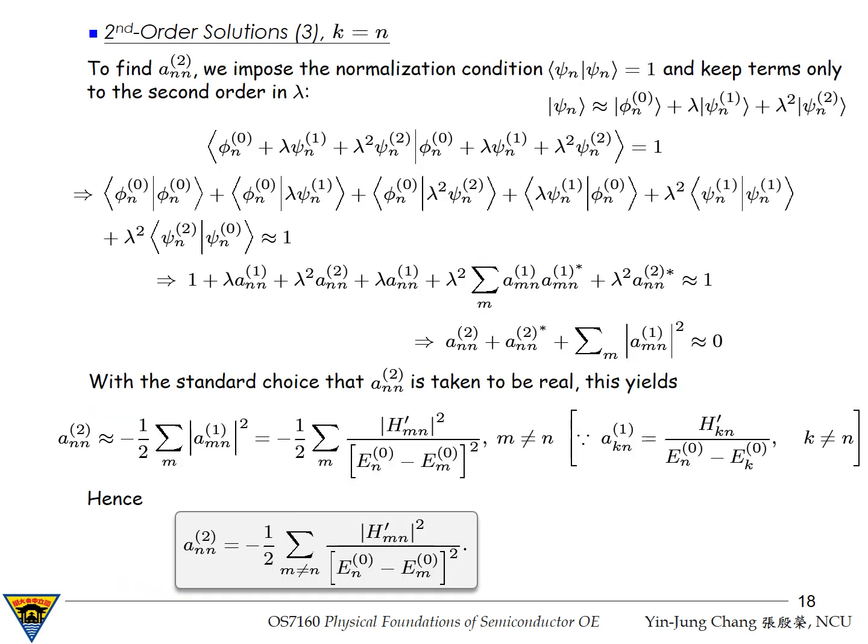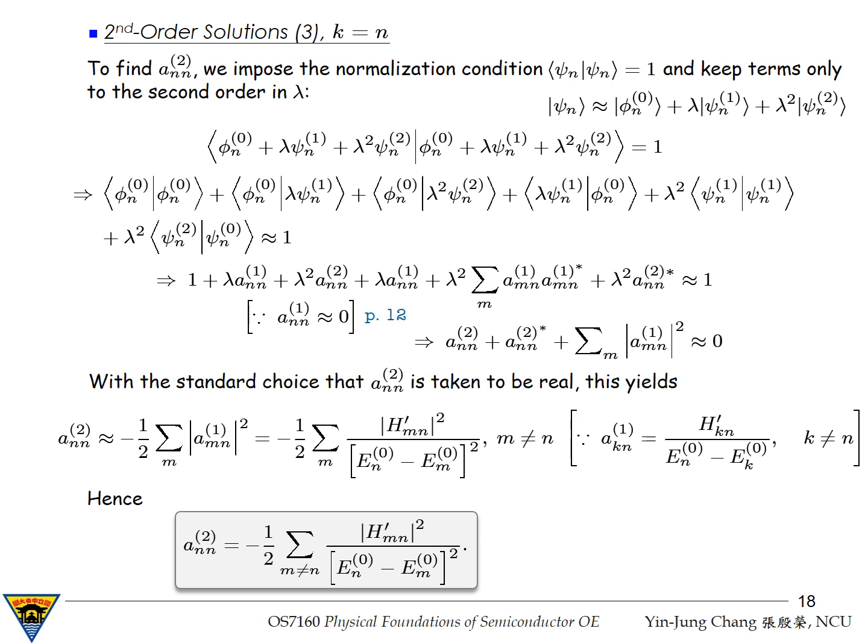Now we return to the normalization condition and use it to determine the coefficient a sub nn2, which is the component of the second order wave function correction along the original unperturbed state itself. The corrected wave function up to second order is written as shown here. We now impose the normalization condition given by this equation and keep terms only to the second order in lambda. After expanding and using orthonormality, the normalization condition gives the equation shown here.